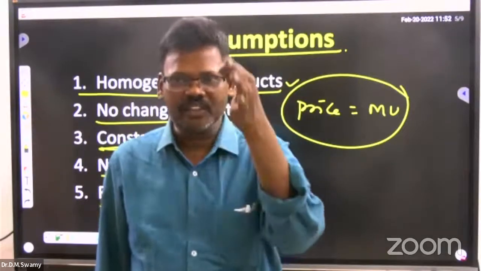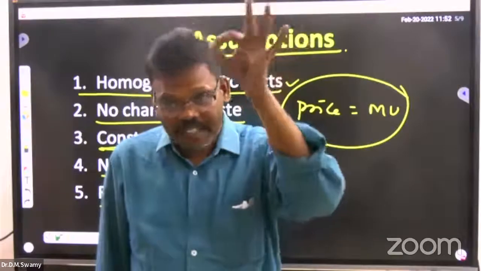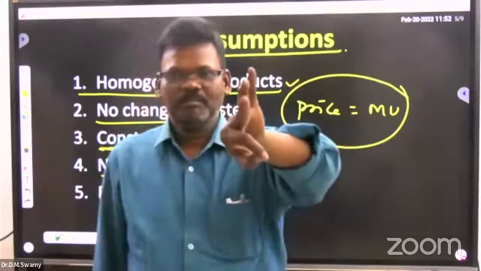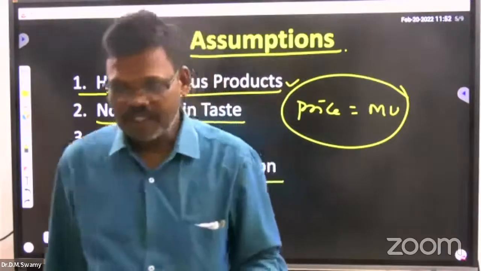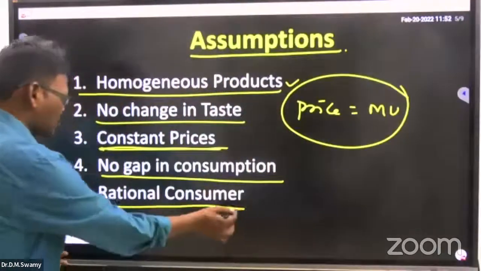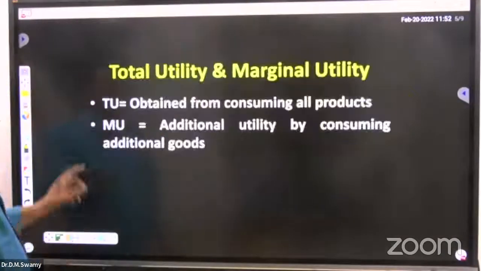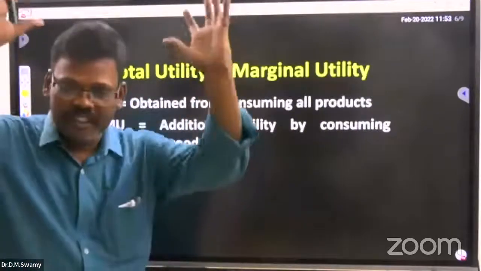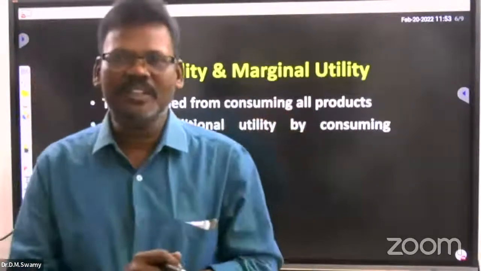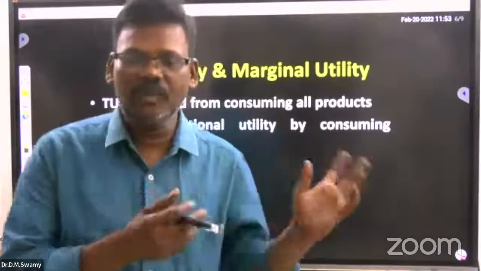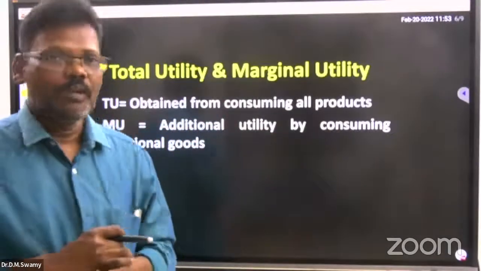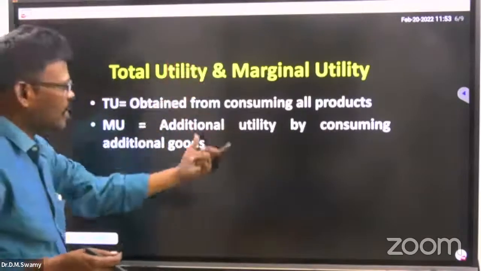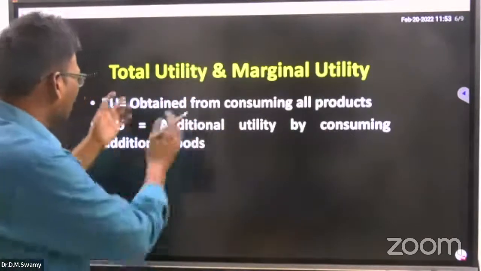He has to give exact information about what he is getting. The consumer should behave like that; that is called a rational consumer. Based on these assumptions, this theory was developed by Alfred Marshall. Whenever we talk about this theory, there are two important points.